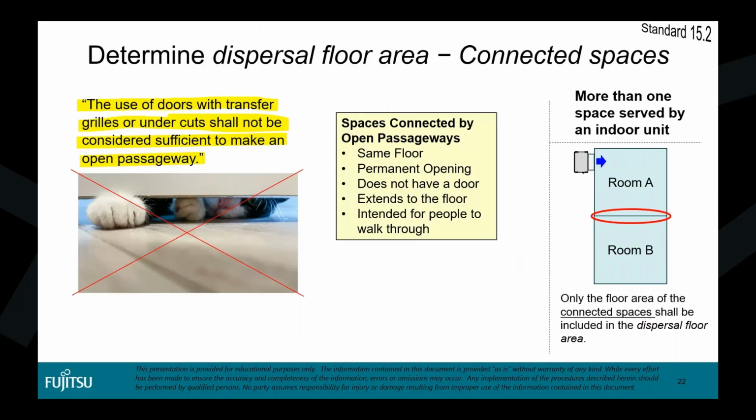But it says, this is standard 15.2 obviously, that you can have passageways in between two rooms, and it defines it as being same floor, permanent opening, doesn't have a door because doors can be closed, and it has to go all the way down to the floor and be intended for people to walk through. So then you can imagine the size of that opening. It's going to be kind of a door frame kind of thing. Then they are connected. If they are connected with that kind of passageway, then you can use both those rooms in the volume calculation. So that is for the area.